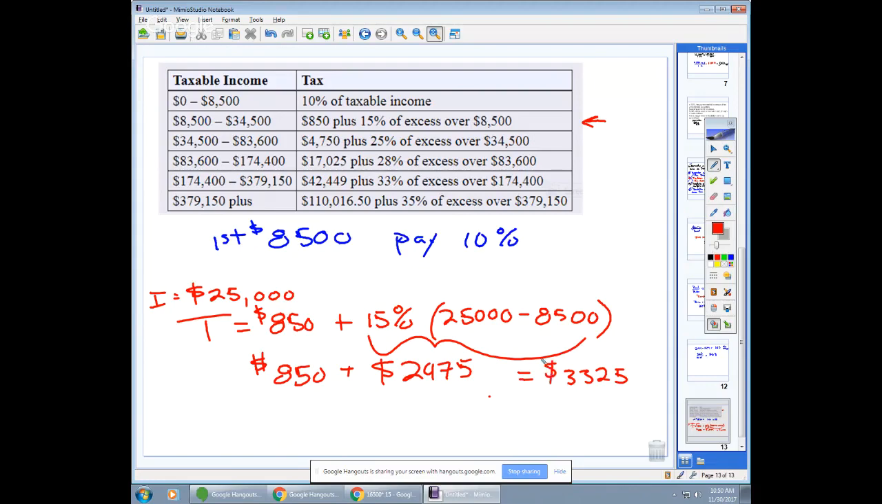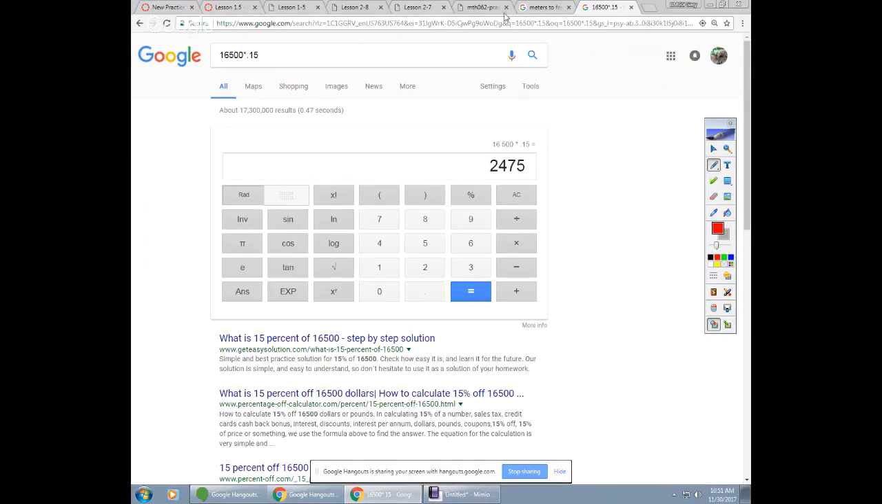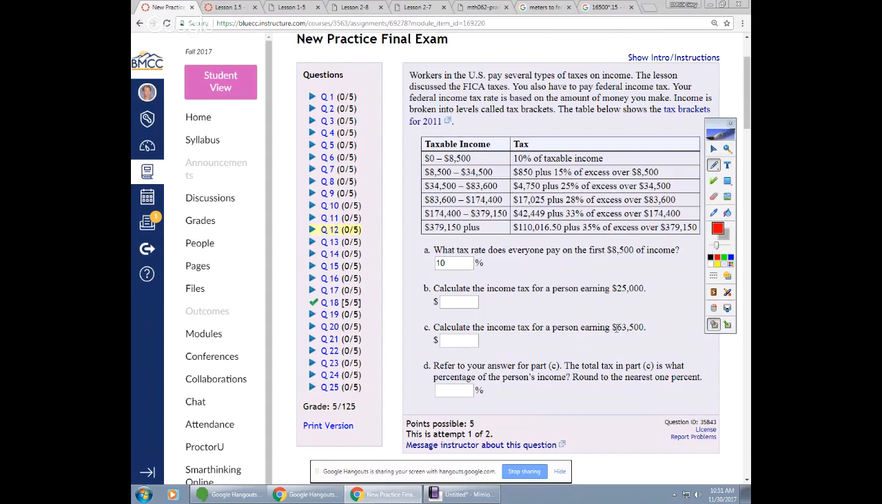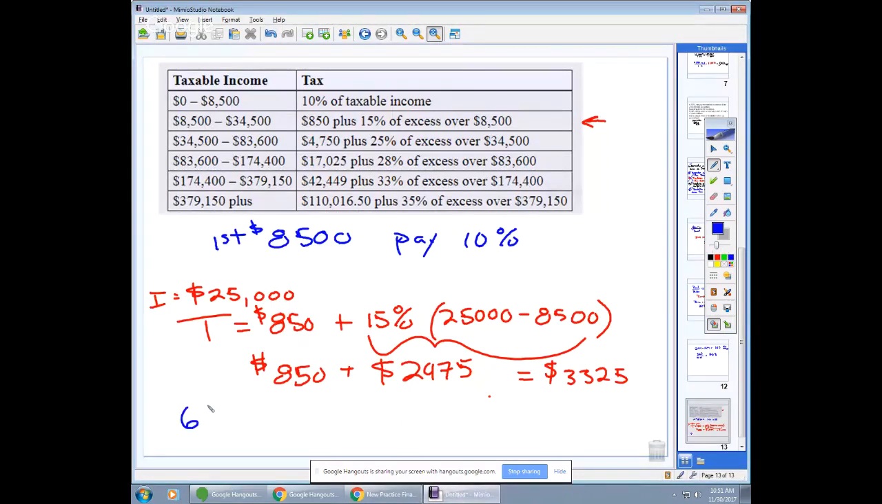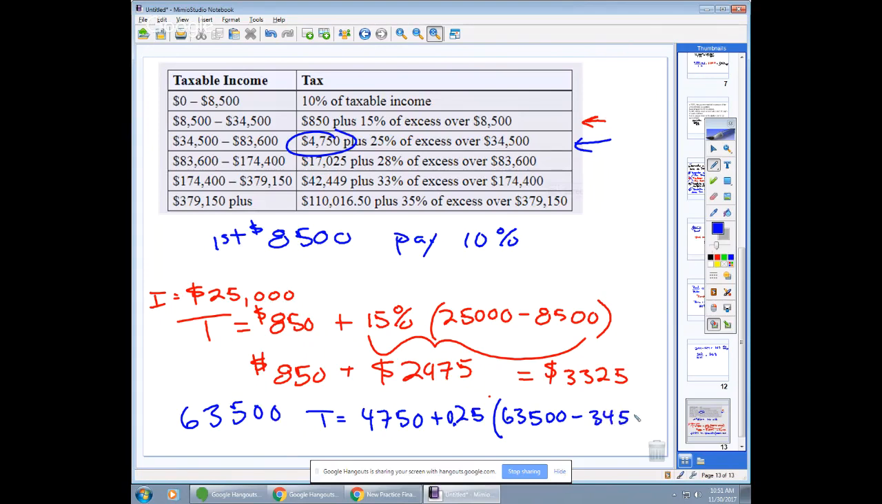Next question, and then we'll quit. It asked about if someone earned 63,500. So we'll put that in blue, 63,500. That would put them in the third row here. So it's going to be pretty similar. The amount of tax that they pay is going to start with 4,750 plus 25%, so 0.25 of the difference over the 34,000. So you're going to have to take the 63.5 and subtract the 34.5 and see what's left to pay.